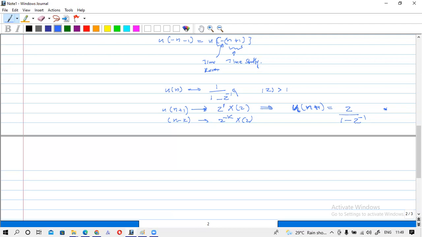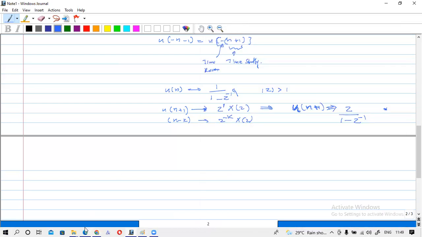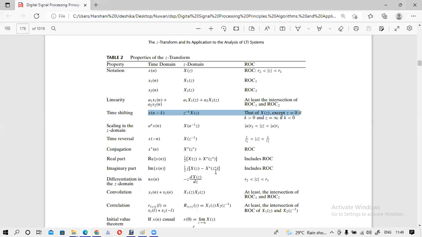So z^1 over 1 minus z^(-1). So this will be our z transform. The z transform of u[n+1] will be z over 1 minus z^(-1). So what is the ROC for this? What is the ROC? Region of convergence.